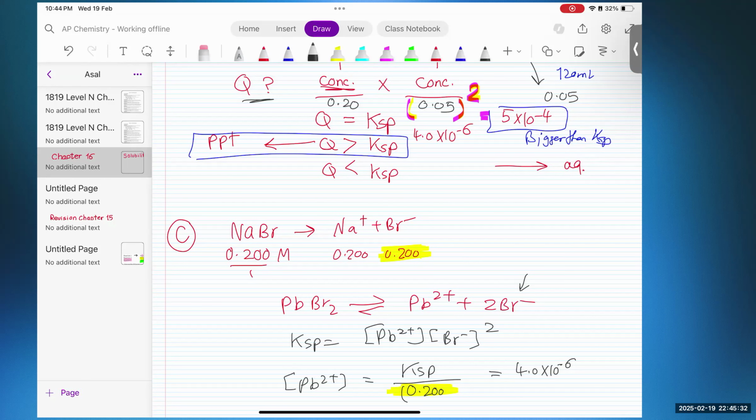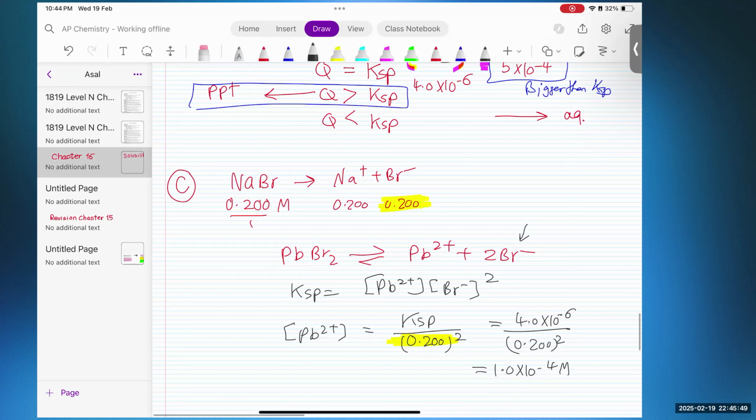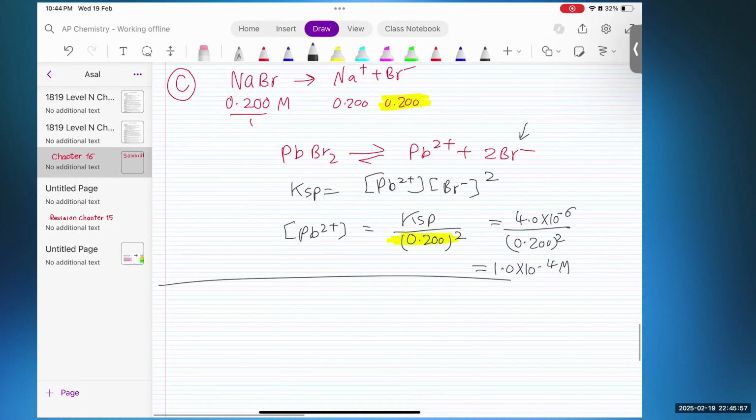And don't forget, you were about to forget, I swear you were going to forget, don't forget the squared. So 4 multiplied by 10 to the power of negative 6 over 0.200 to the power of 2 gives me 1 multiplied by 10 to the power of negative 4 molar. It's an easy but a little bit confusing question, but it is easy. Okay, question number 7. Is this okay for the last one?